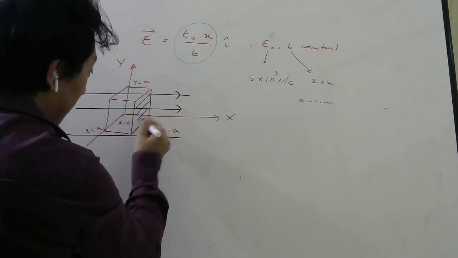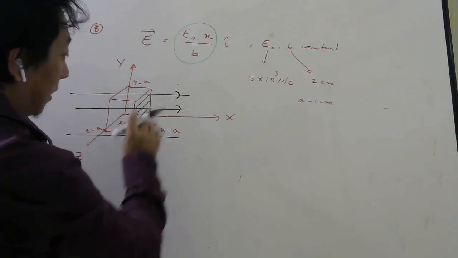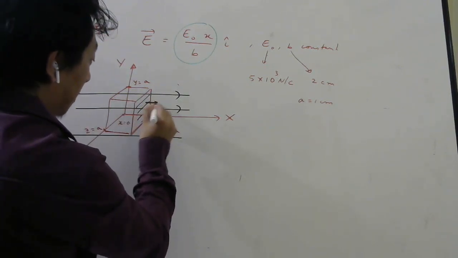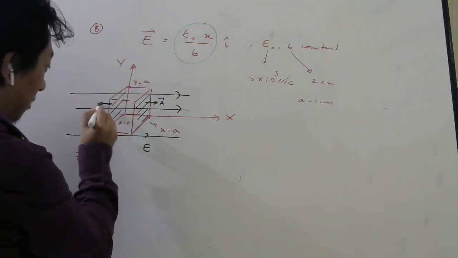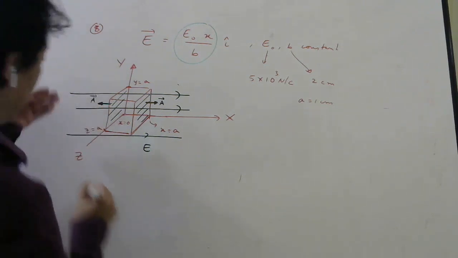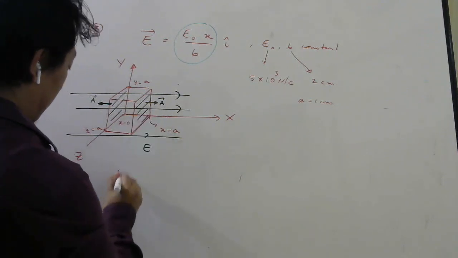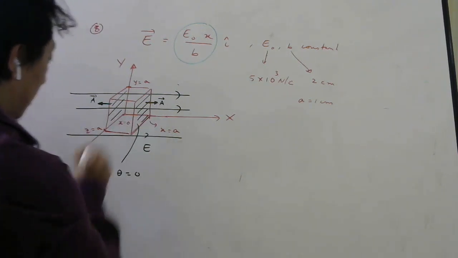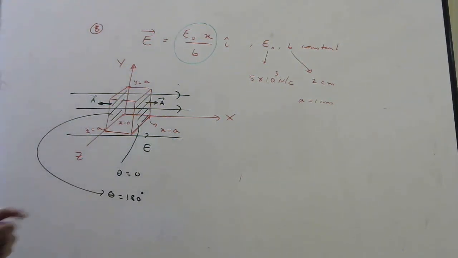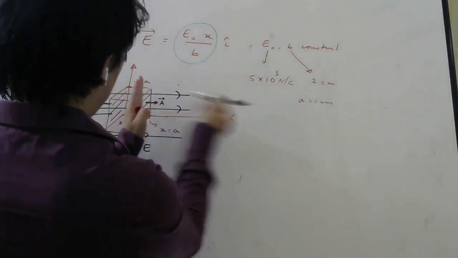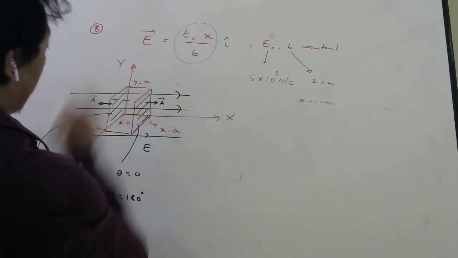For this surface, if you look carefully, the area vector will be outward. Electric field is also here. So area vector will be like this. For this surface, how do you draw the area vector? Outward, no? Outward. Electric field is here. So for this surface theta is 0, and for this surface theta is 180. Understood all of you? Here the area vector is perpendicular to the surface, outward of this volume.